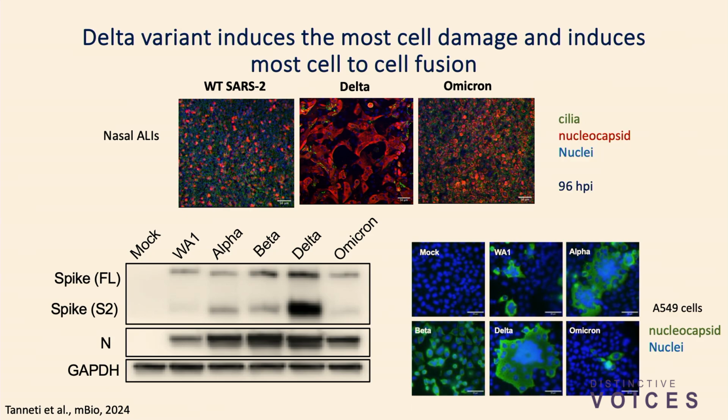And you can see the blue is just all the nuclei in the middle, and the green is the virus infection. And you can see the same thing, the alpha virus causes some fusion, but really none for Omicron, beta, and very little for wild type. So Delta is the most destructive. It causes the cell-to-cell fusion. It has cleaved spike. So they're all a little bit different from each other. I think that was, yeah, so that's the last slide.